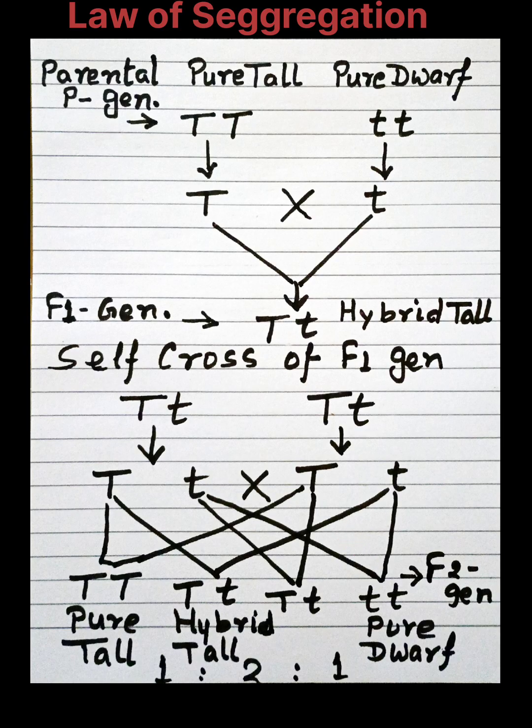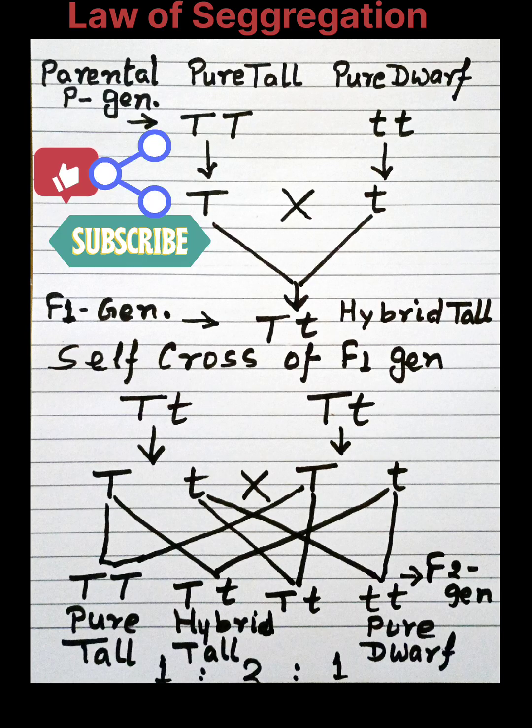Here we can see genotypically a 1:2:1 result is found. One is tall, two is hybrid, and one is dwarf. This result can also be represented with the help of a Punnett square test. The result will be similar. This is all about our law of segregation, and it is also known as the law of inheritance, that is the second law of inheritance.